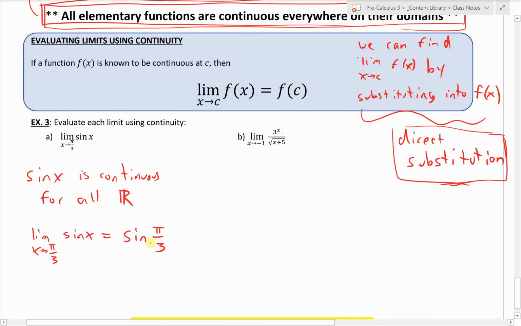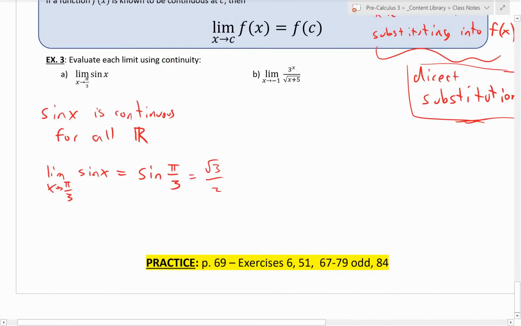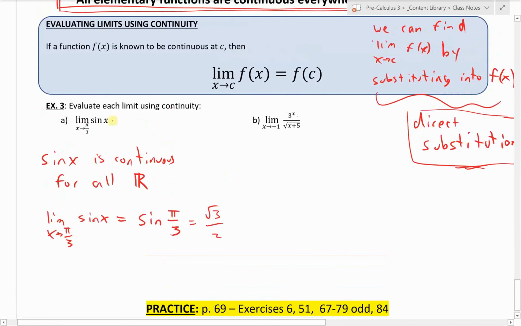So we're seeing again our need to remember all of our trig function values. So let's remember back to our trig chart. Sine of pi over 3, that's 60 degrees. Sine of 60 is the square root of 3 over 2. So we know that the limit as x approaches pi over 3 of sine x is the square root of 3 over 2.